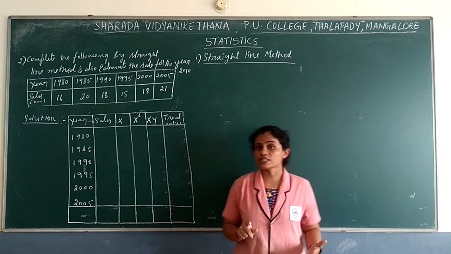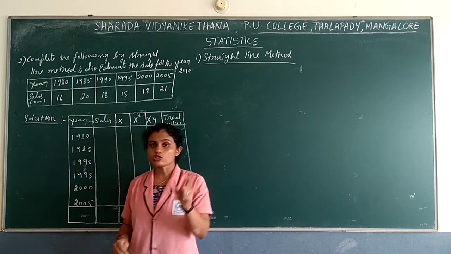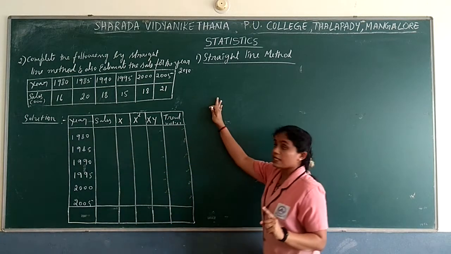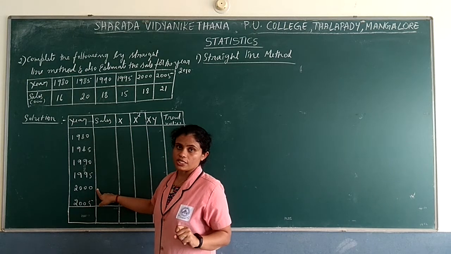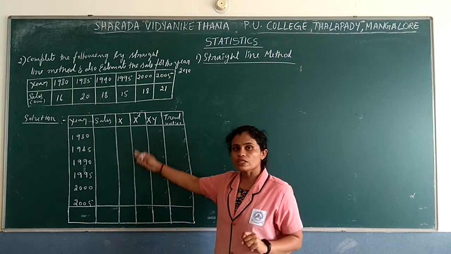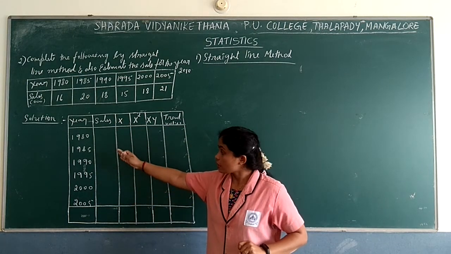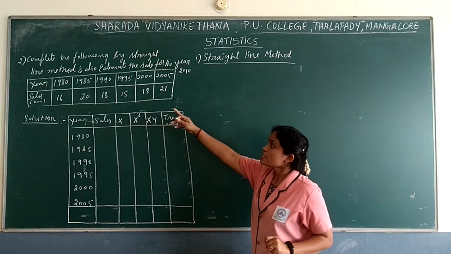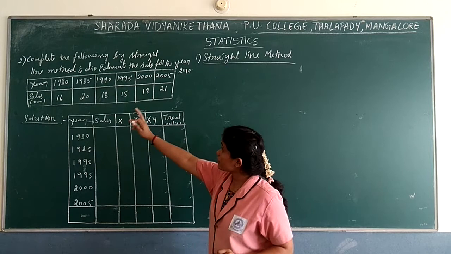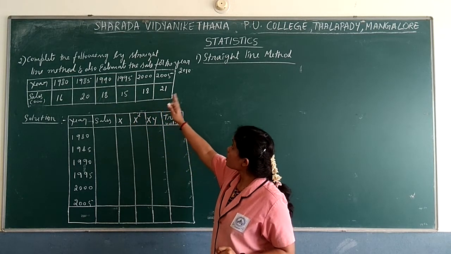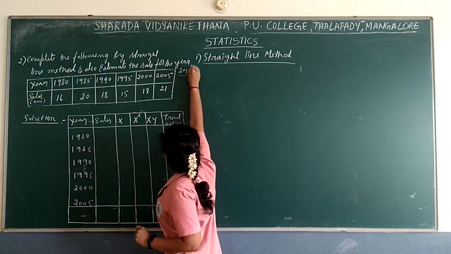So we are in the first method, that is the straight line method, and we also worked out one problem under the straight line method, where we had taken an odd number of series. But this is the problem where we have taken an even number of series. Now see the problem. Complete the following by the straight line method and also estimate the sales for the year 2010.